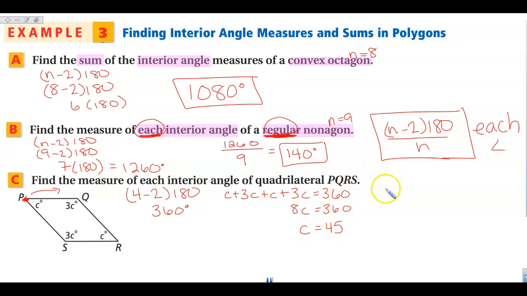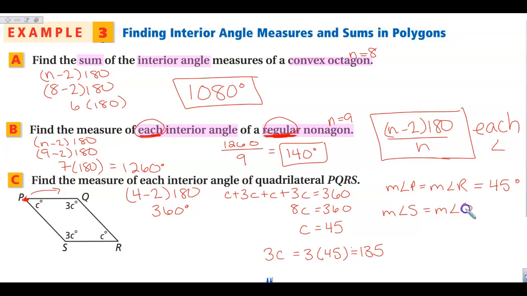Okay, so the measure of angle P and the measure of angle R are both C, so I know that they're going to measure 45 degrees. All right, 3C is going to be 3 times 45, which is going to be 135 degrees. So that means that the measure of angle S and the measure of angle Q are 135 degrees. So that is the answer to my question.